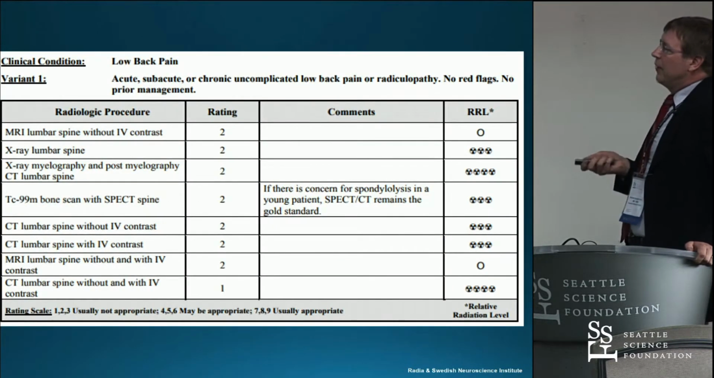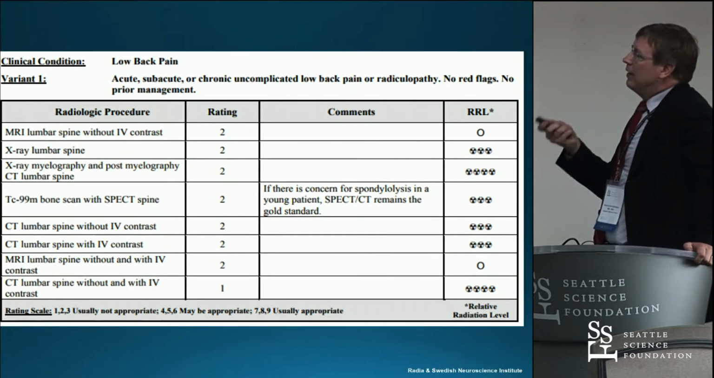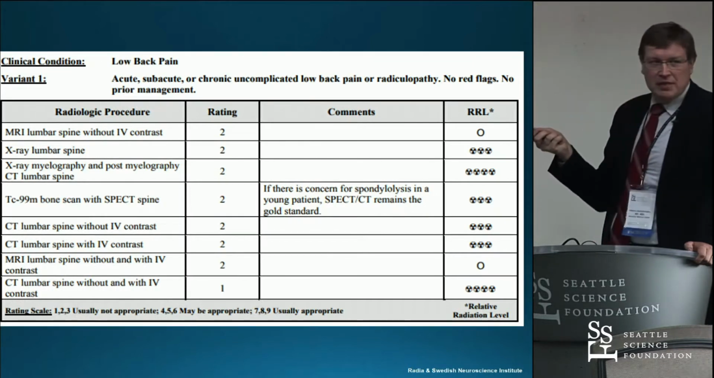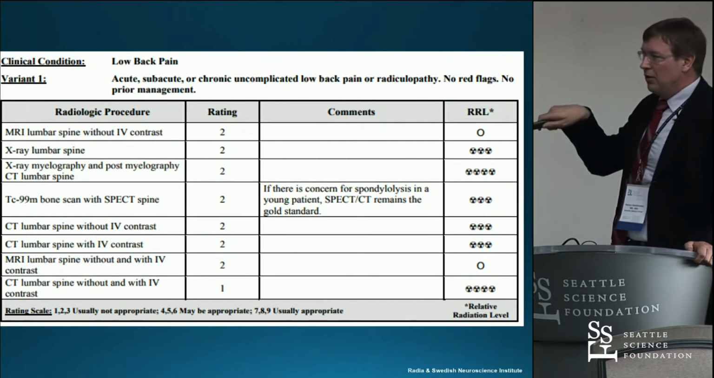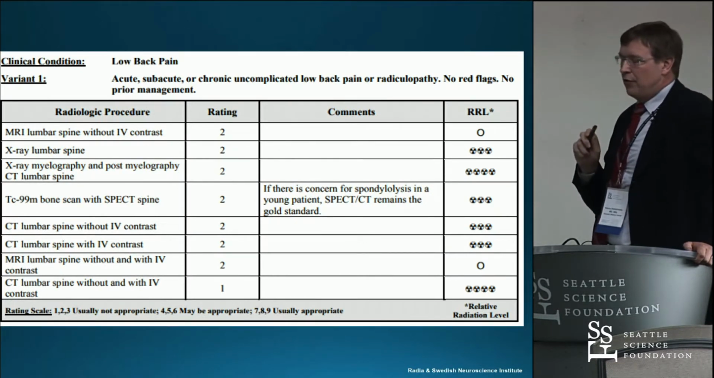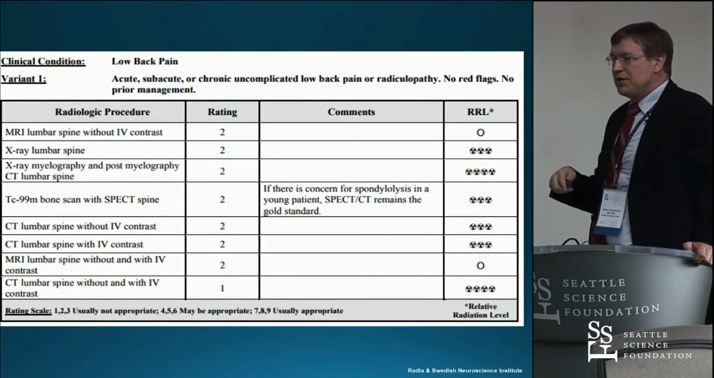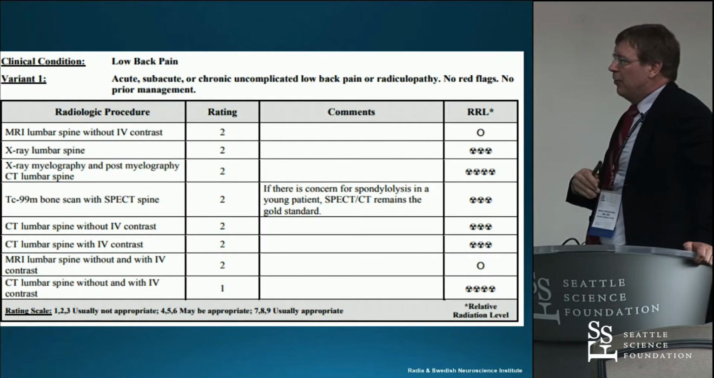And they present the information in these types of tables, where there's the condition and then the qualifiers, what specific scenario we're talking about. On the left column, they list the radiologic procedures. They give them a rating, and it's a rating scale from 1 to 9, where 9 means usually appropriate, and 1 means usually not appropriate, and everything in between.